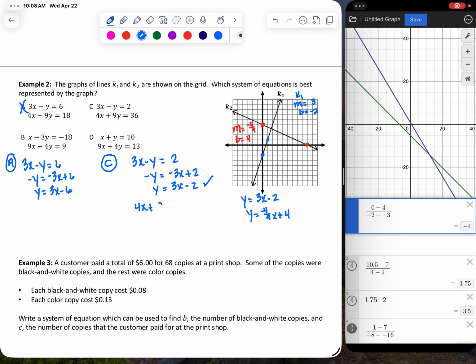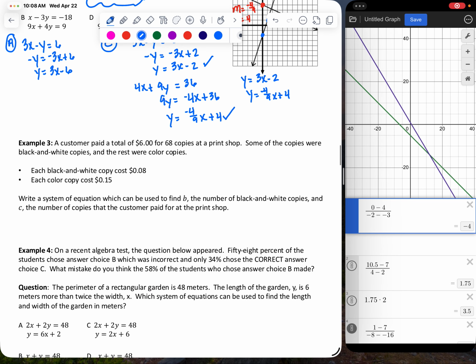So 4x plus 9y is equal to 36. So subtract 4x to get 9y equals negative 4x plus 36 and divide by 9. Negative 4 over 9x, and 36 divided by 9, positive 4. And that checks out. So now I know I have answer choice C.